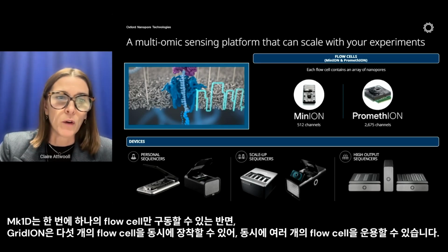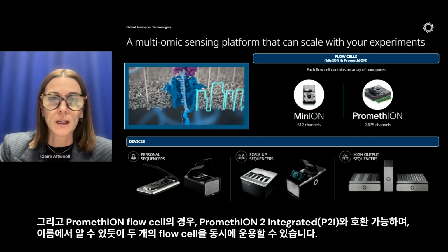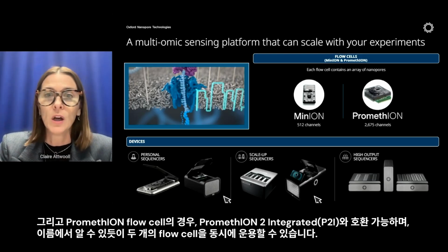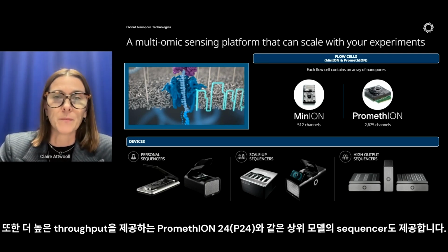So we run one flow cell at a time on the Mark 1D, whereas the GridION has 5 flow cell slots. And then we have the PromethION, which can run either on the P2 devices, so that's a PromethION with 2 flow cells, as you would imagine, or the P24, which is our higher output sequencer.